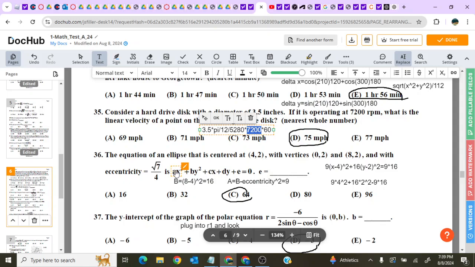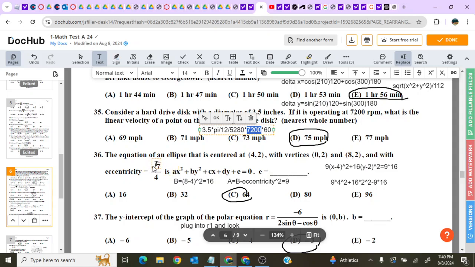So we know that it's centered at 4, 2, and the vertices are 0, 2, and 4, or 8, 2. That means that the x distance is 4. That means that A would be kind of 1 over 16. However, we're going to, you know what? Yeah, I'll just say it's 1 over 16 and continue my analysis as to why.